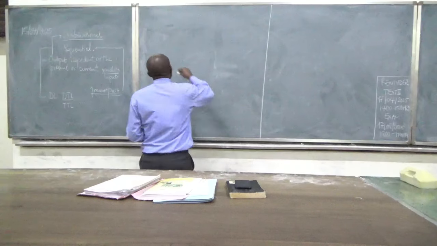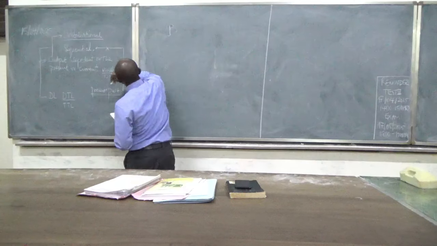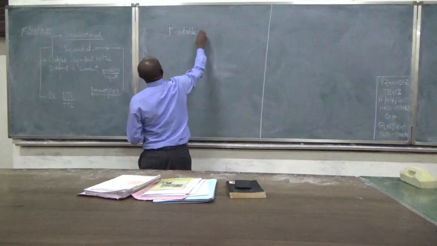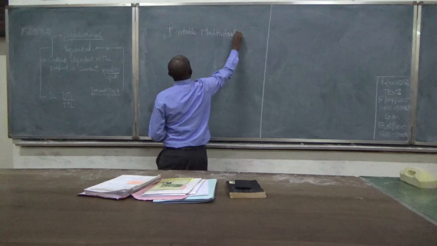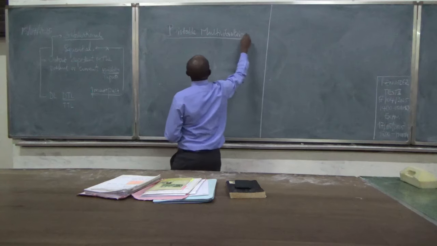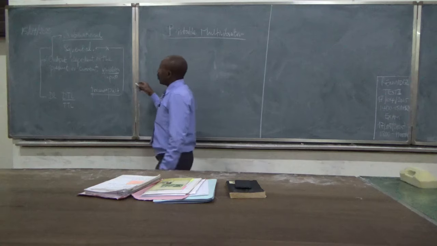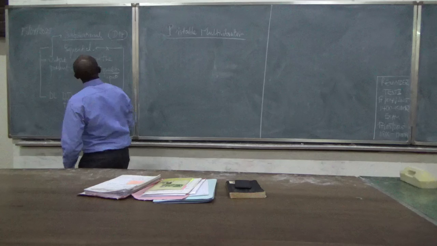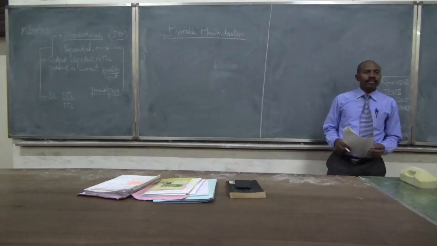So now we look at the bistable under the sequential. We look at the bistable multivibrator, and this is related to the astable, which is a family of multivibrators.